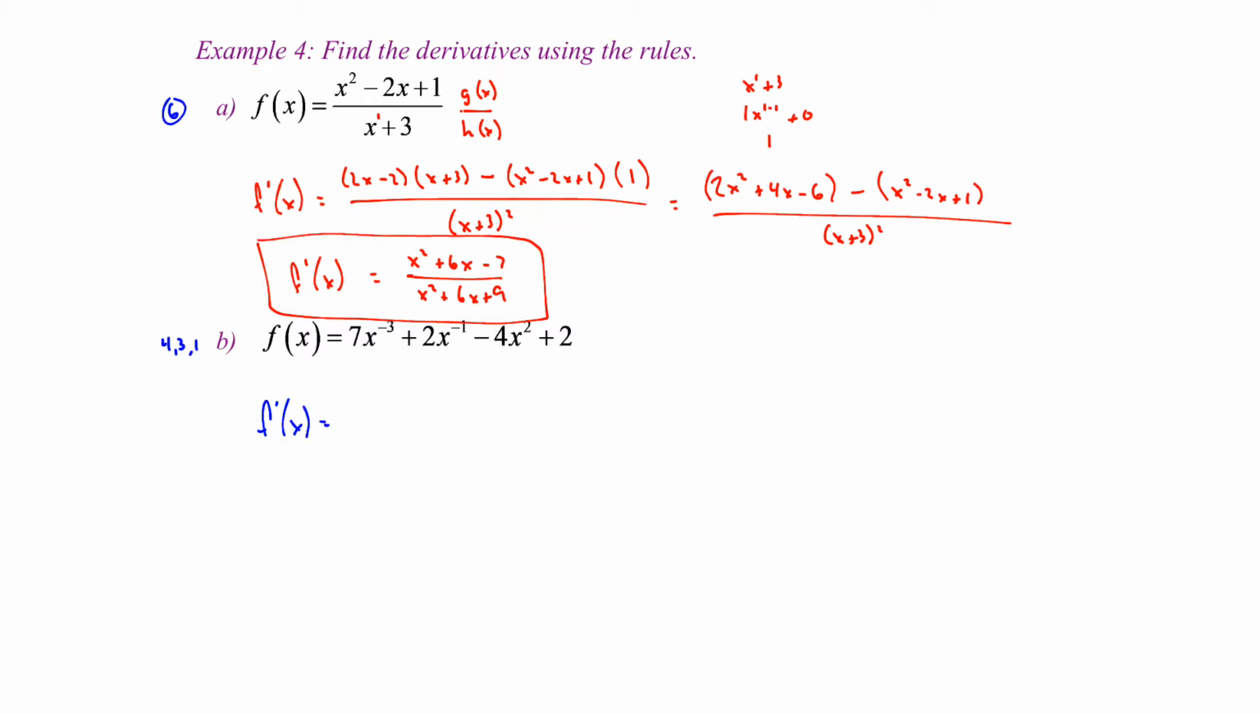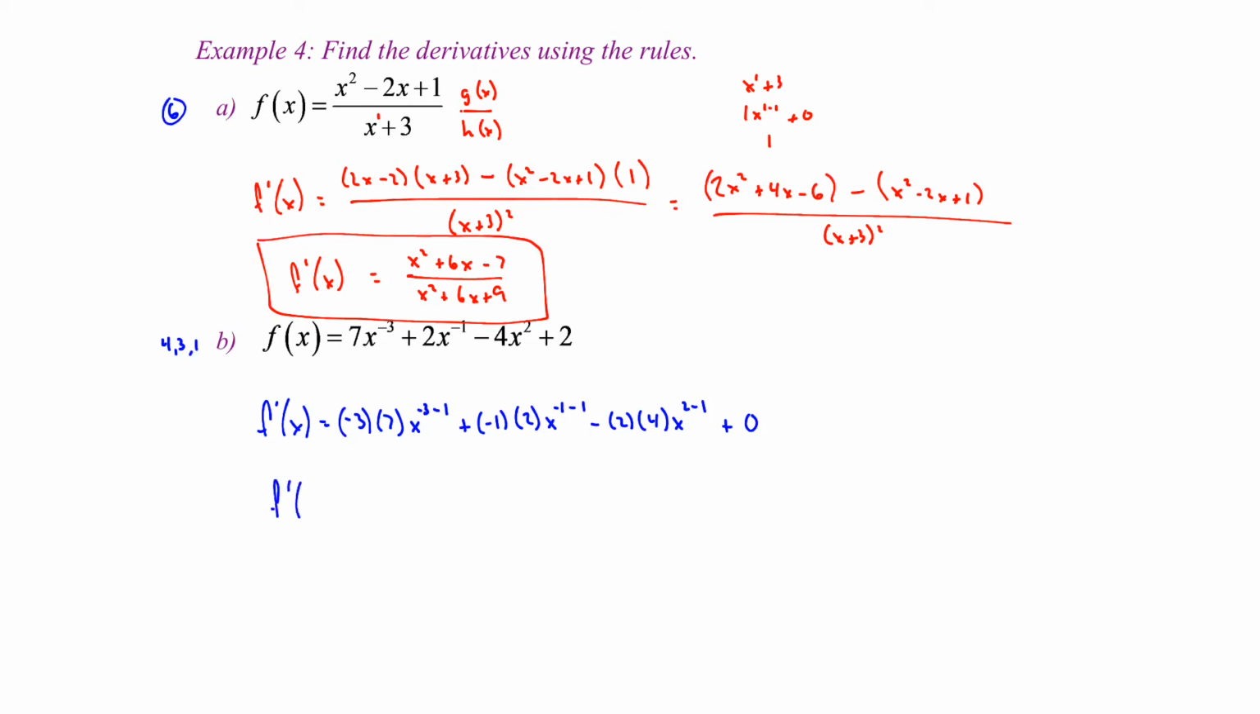I'm going to write this out so you can see this. So you have negative 3 times 7, and then x raised to the negative 3 minus 1. So you're subtracting 1. Plus negative 1 times 2 times x raised to the negative 1 minus 1. Minus 2 times 4 times x raised to the 2 minus 1, and then plus 0 for the derivative of 2.